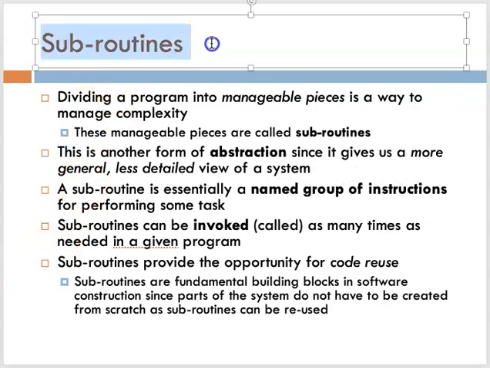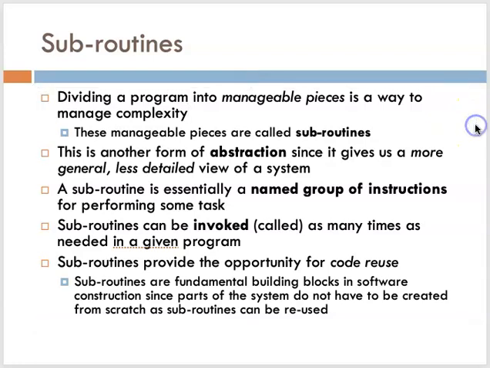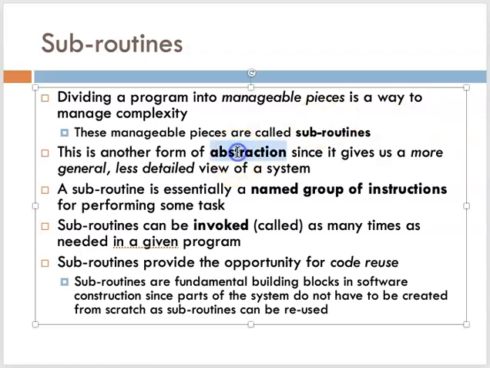So subroutines to the rescue, right? These things help divide a program into manageable pieces so that you can plug them together again and work on them individually. So rather than working on 10 million lines of code in one shot, you work on just that little manageable piece or that little subroutine that you have. This is another form of abstraction, right? Since it gives us a more general and less detailed view of the system.